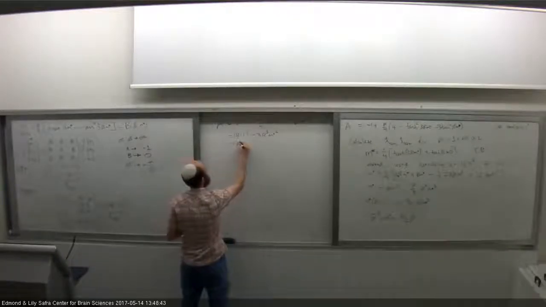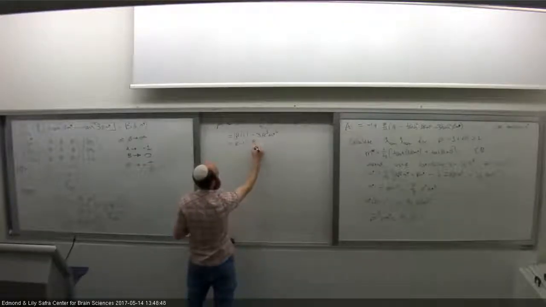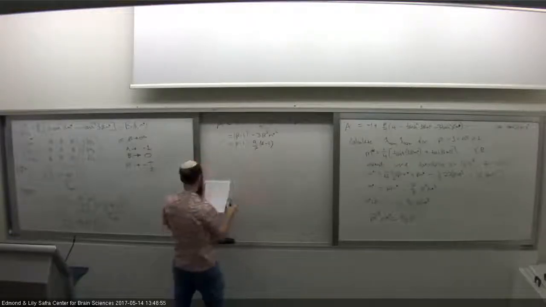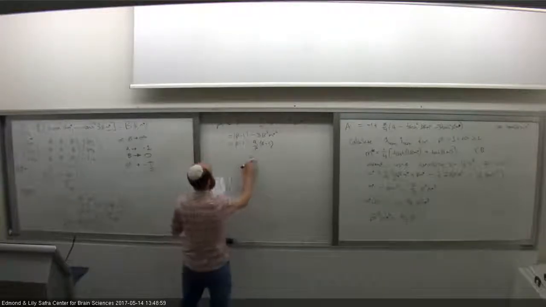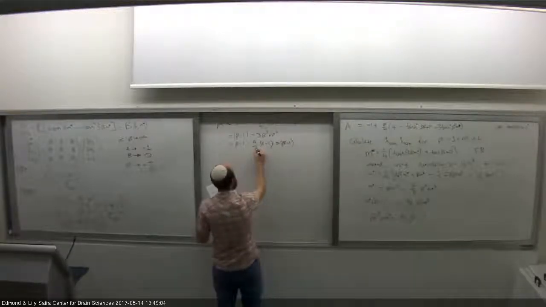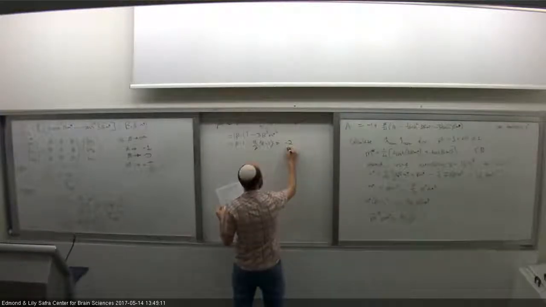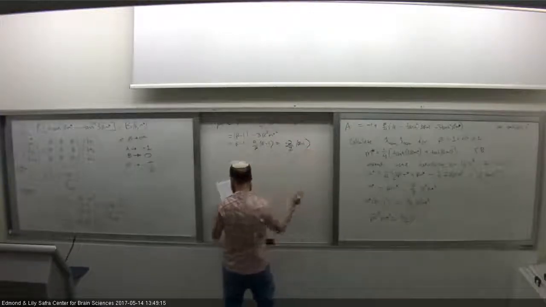So we have beta minus 1 minus 9/7 beta minus 1, or altogether beta minus 1 times 1 minus 9/7, which is minus 2/7 beta minus 1.